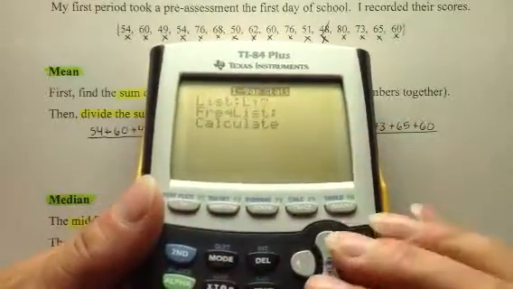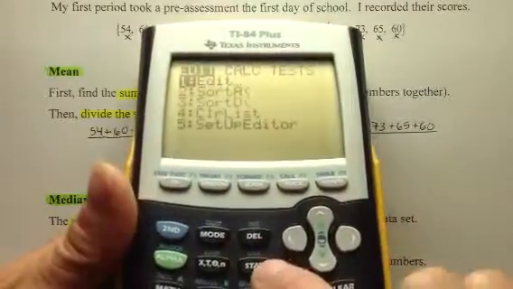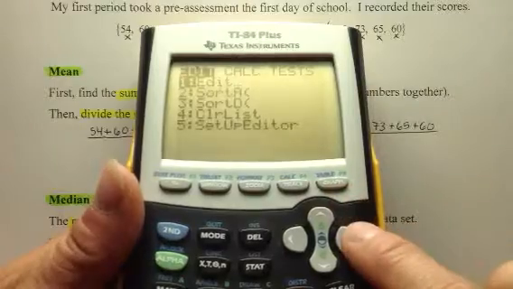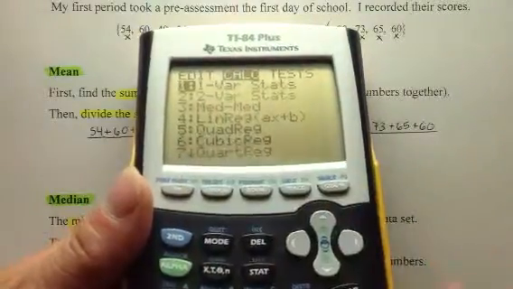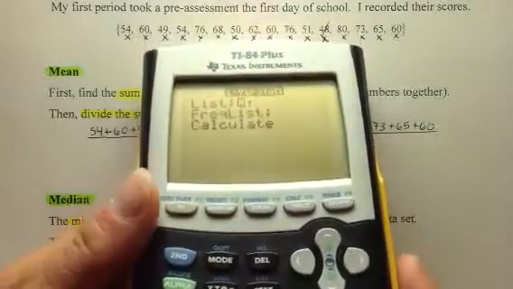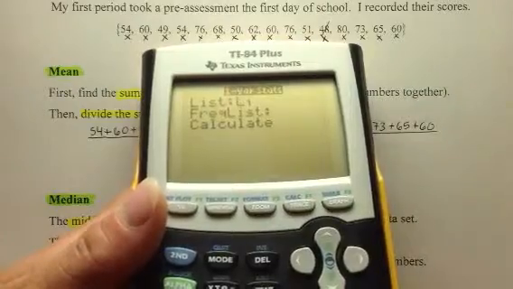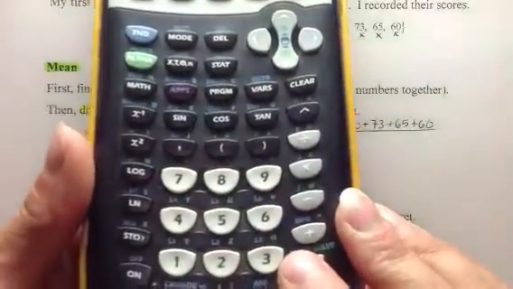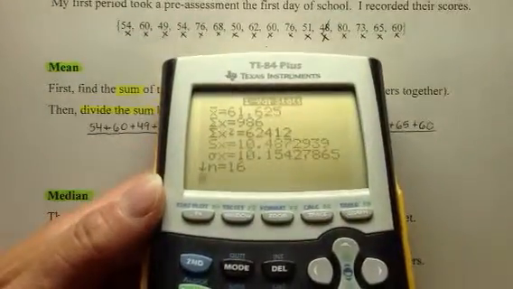This should be on list 1. Last time I used it, I changed it. So actually let me go back out and start again. Stat. Go over to calculate. One variable statistics. So enter. And like I said, unless you've changed it, this should all just be automatically where you want it. Just hit enter, enter, enter until you get this list of numbers.